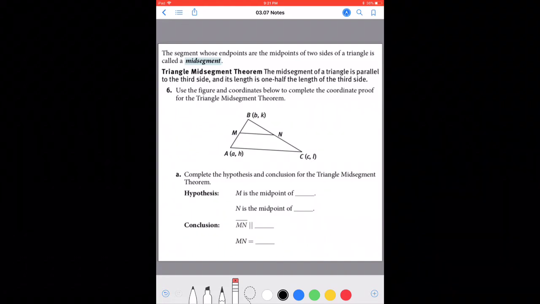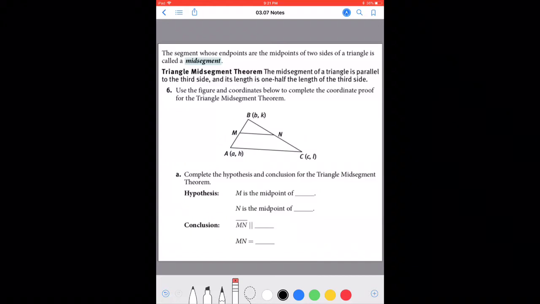Alright, as I already explained, you're going to be watching this video and copying down your notes into your book as we go along. We should be on page 206 in our book, and we're going to be looking at the midsegment of a triangle.